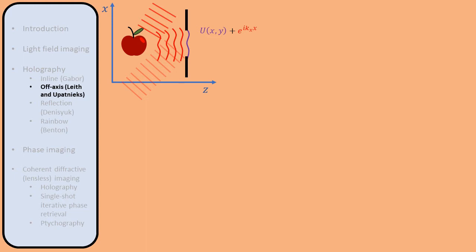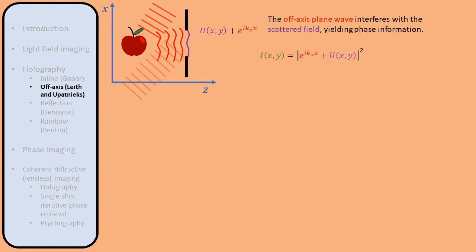By having the scattered field interfere with an off-axis plane wave, there will be phase information in the recorded intensity. The intensity is given by the squared modulus of the sum of the fields, and we can expand this expression to find 4 terms. We use this recorded intensity to create a hologram, and we illuminate it with the same off-axis reference plane wave that we used to create it.